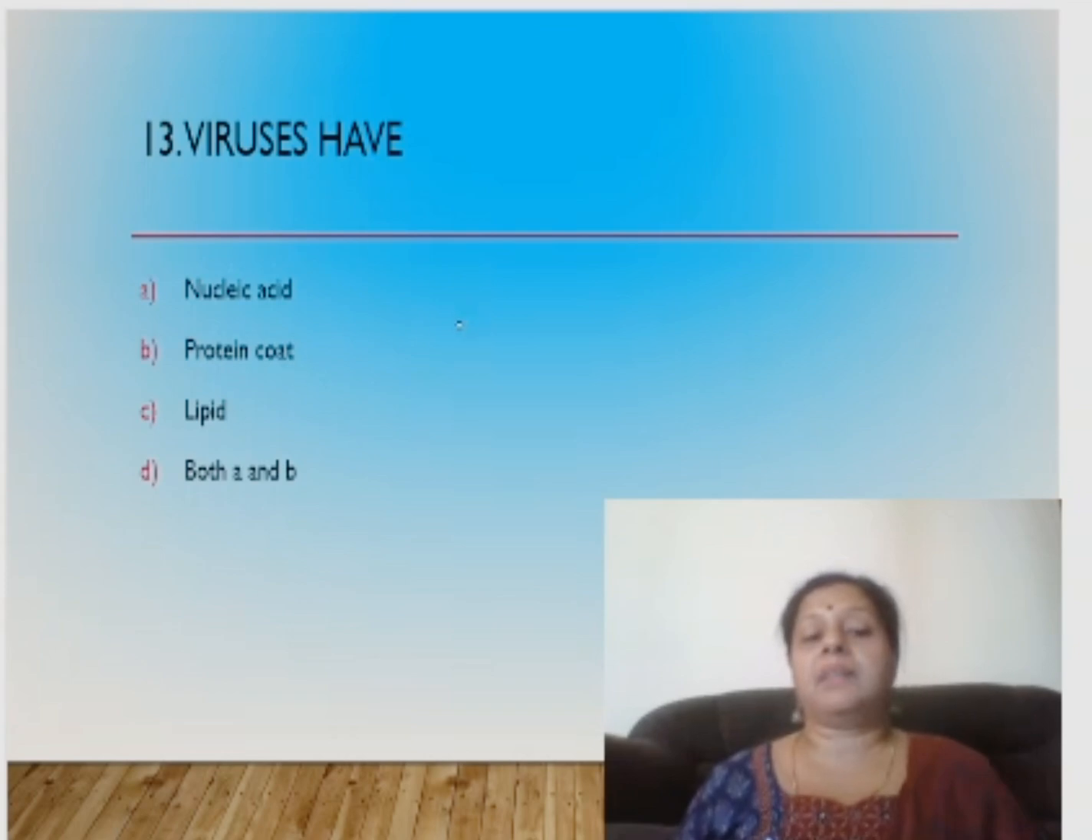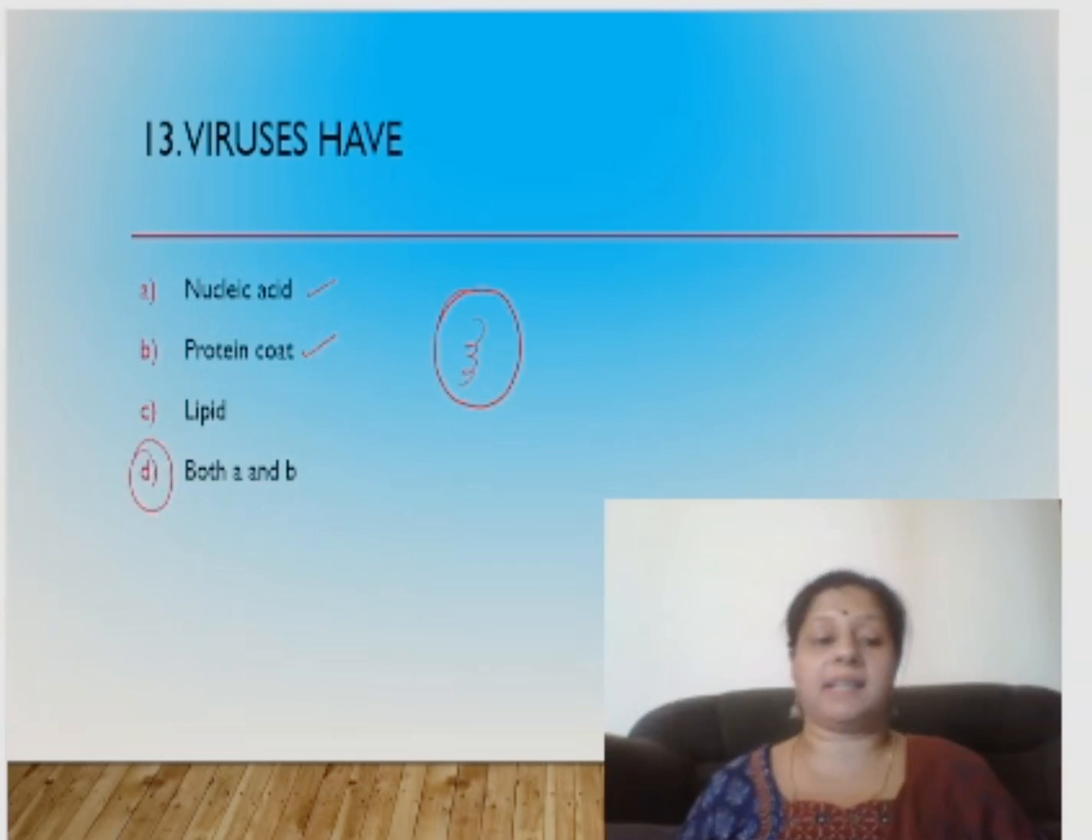Viruses have, the body of virus means there is an outer protein coat and an inner genetic material, DNA or RNA. So DNA or RNA comes under nucleic acid and there is a protein coat. A and B both, so that option D is the correct answer.